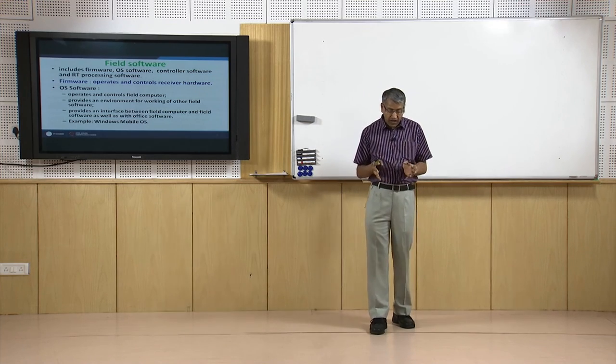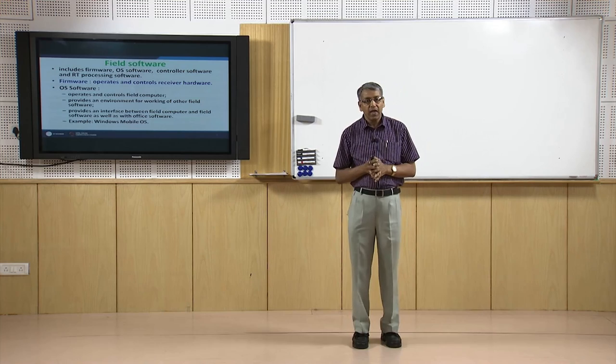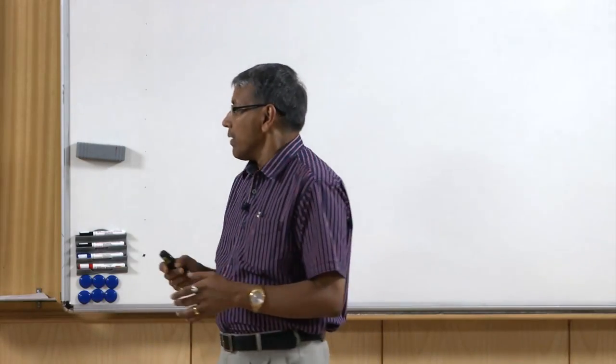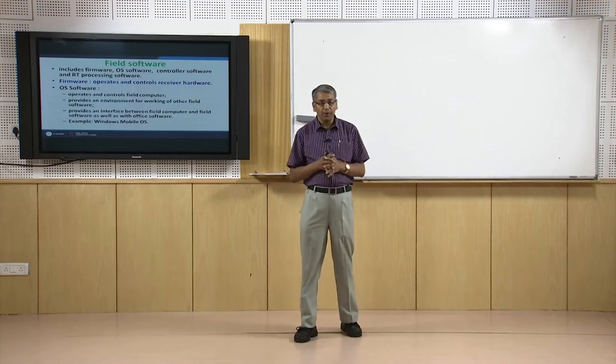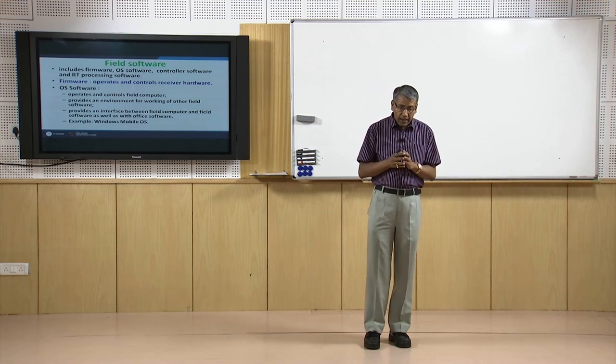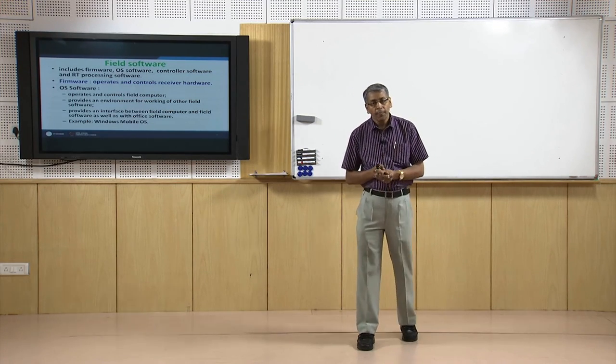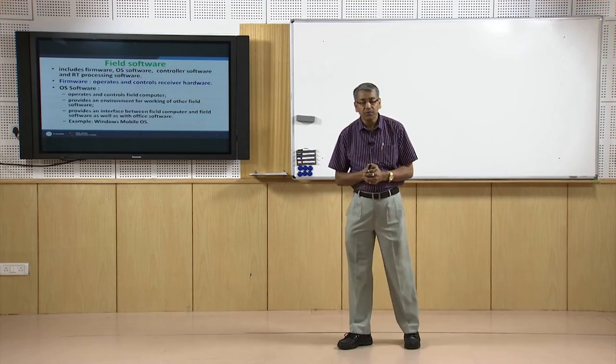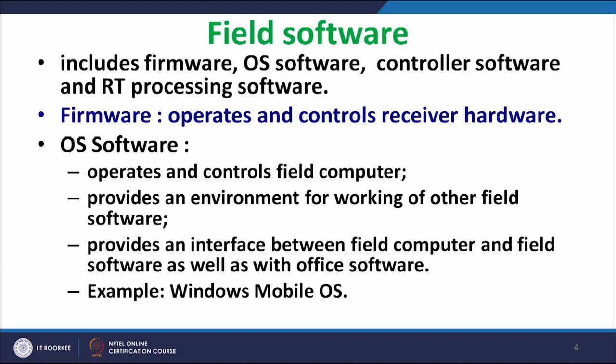Next, the operating software. Actually, inside the field computer, there is an operating software which primarily operates and controls the field computer, and it provides the basic framework in which the other field softwares get installed and work, and interfacing is done. It provides an interface between the field computer as well as field software. An example of field operating system software in GPS surveying is the Windows Mobile Operating System.